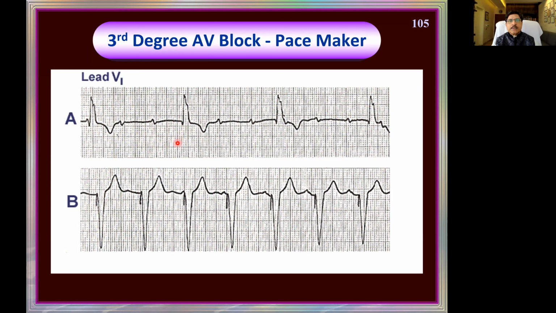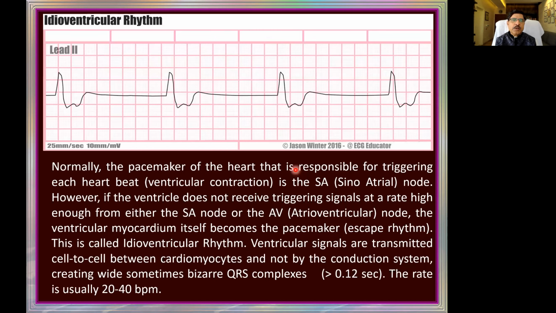Here, the block is at the level of the AV node, that is below the AV node and in the bundle, and just before the bundle branches, you need to insert the pacer there. This is the third degree heart block.